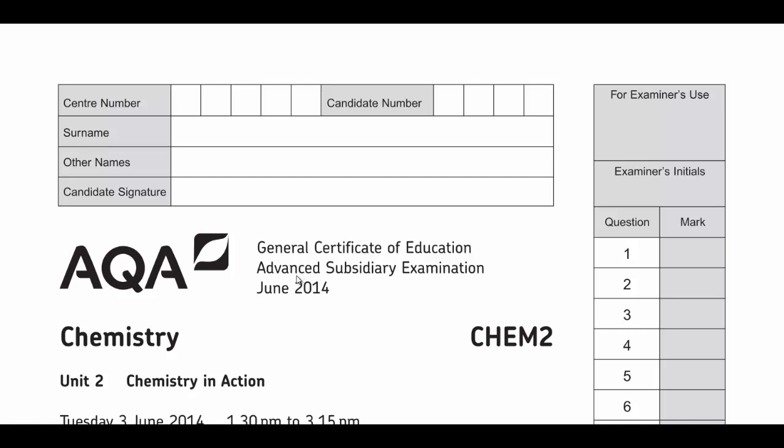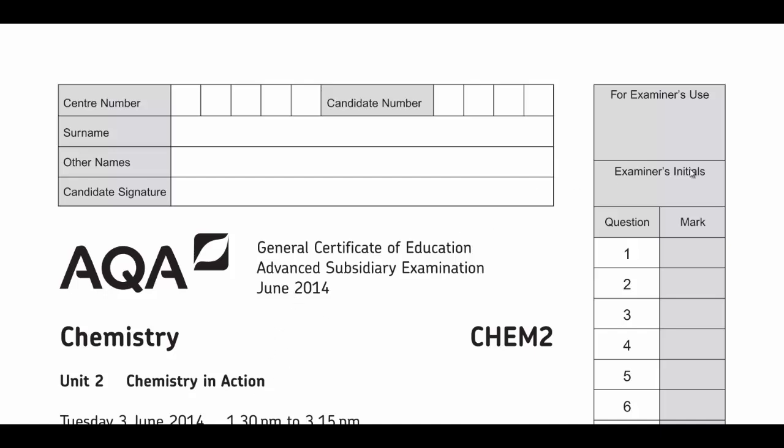Okay, so this is the June 14 paper, the Chem 2 paper, so the most recent one, besides obviously the June 15 paper that's going to be tomorrow. The aim of this isn't to cover topics in detail. It's just to go through the paper, maybe some tips, and generally get through the paper.